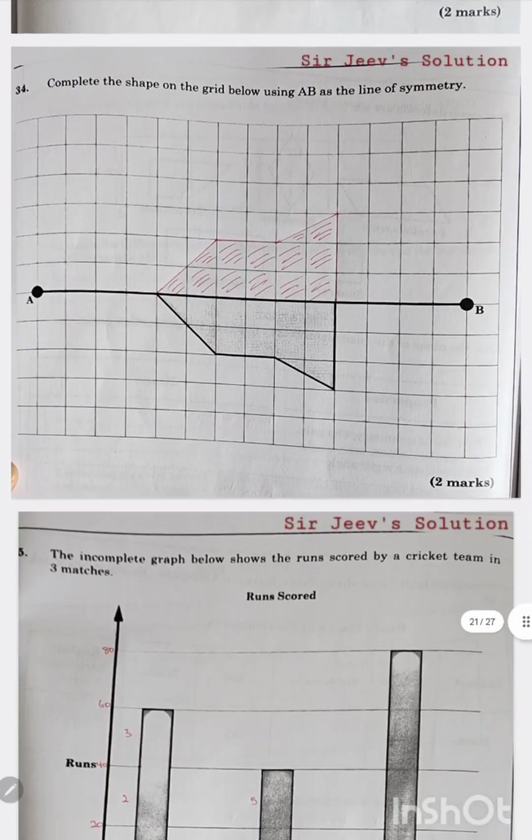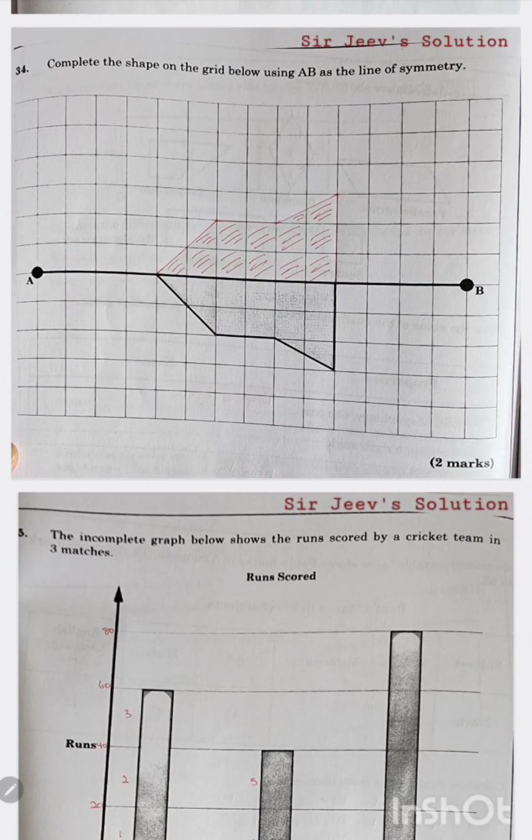Number 34, complete the shape on the grid below using AB as a line of symmetry. So if it is a line of symmetry, that means the shape could fold evenly in half. So we just complete the shape as shown in the diagram.